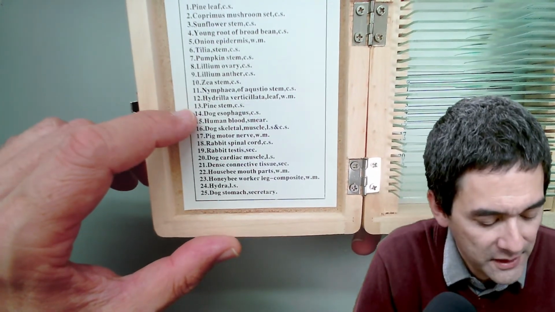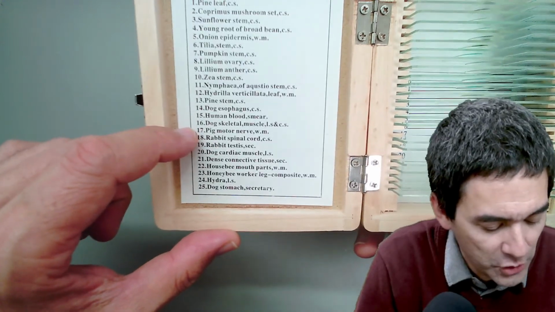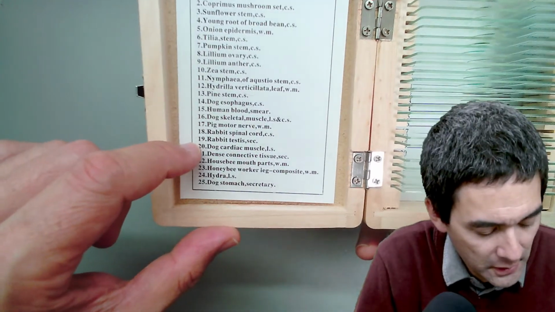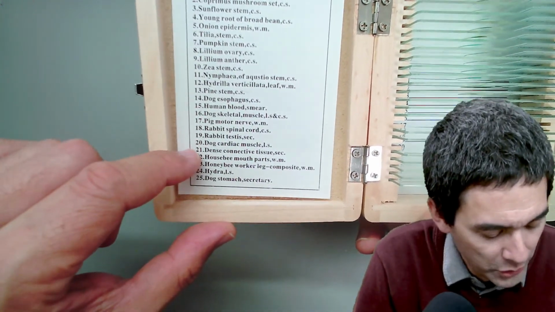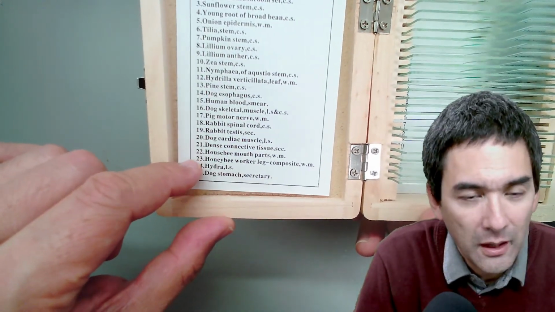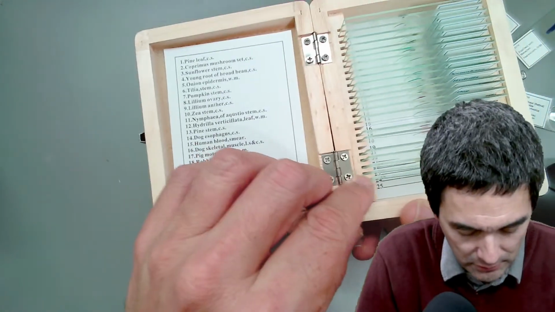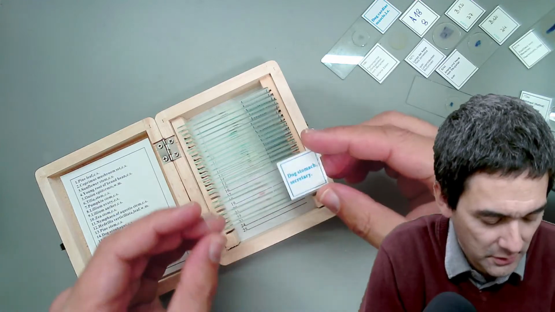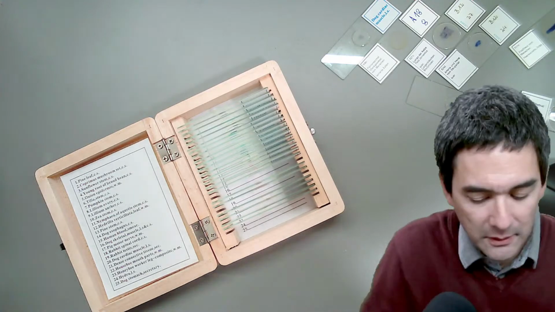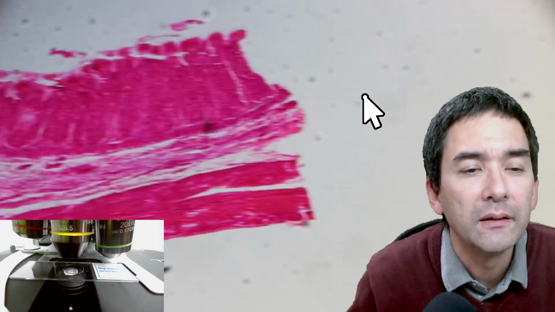Yeah? Dog esophagus, human blood smear, dog skeletal muscle, pig motor nerve, that's the thing that we just looked at, the spinal cord of a rabbit, the testes of a rabbit, okay? The heart muscle of a dog, which wasn't so good, yeah? Dense connective tissue, honeybee mouth parts, honeybee worker leg, hydra, and dog stomach. Okay, here's a dog stomach. I don't know, we can have a look at this here as well. You see here, I have to find it here again.